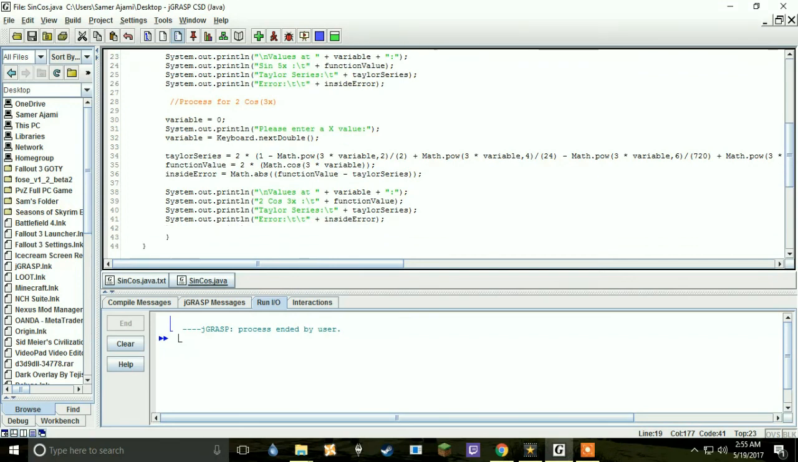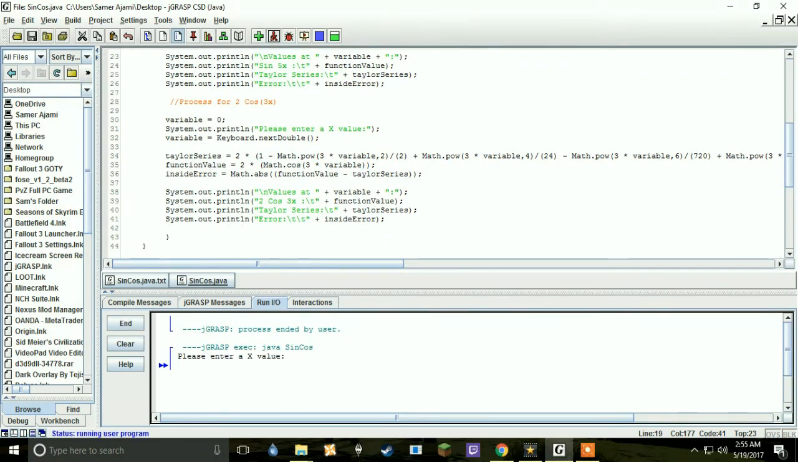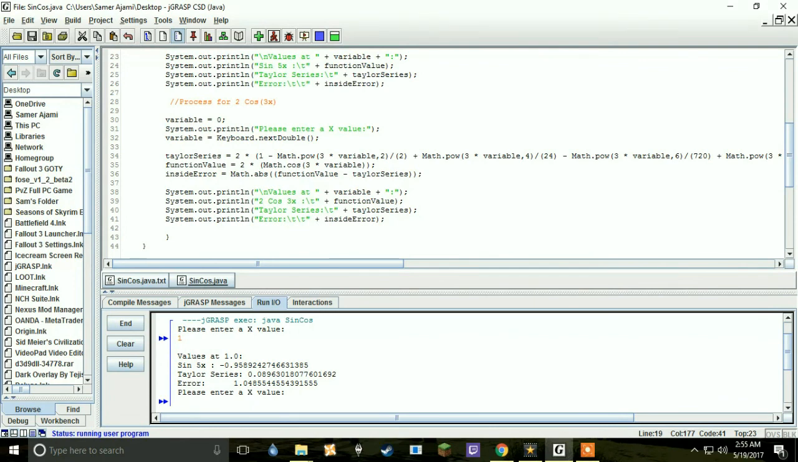Same thing with cosine. Watch. Okay. It finds that the value of sine 5x at 1 is negative 0.95. The Taylor series is 0.089. The difference is 0.104. Let's try that at cosine. It finds that at 2 cosine 3x, it's negative 1.97. Taylor series says it's negative 1.94. Pretty close approximation. There's the error.